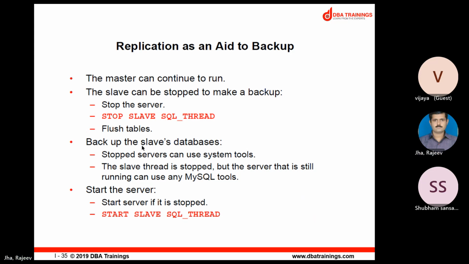What you have to do, if you are taking the slave backup through the slave backup technique, is stop the slave. So you need to shut down the MySQL process. How can you do it? Either you can use the STOP SLAVE SQL_THREAD statement, or you can kill the process. After that, once it is stopped, you have to flush the tables. So stop the server, then flush the tables, and then from primary, that means whatever data has been written will go to the log there. Then back up the slave's database.